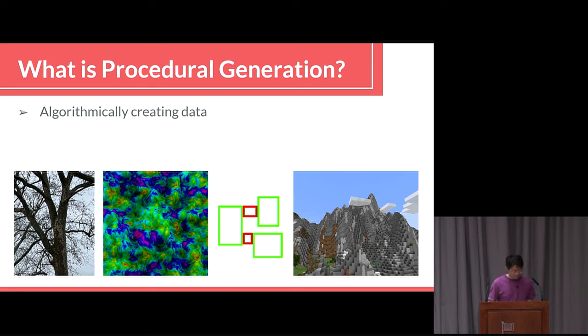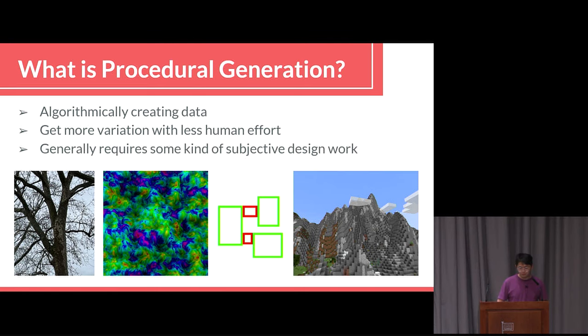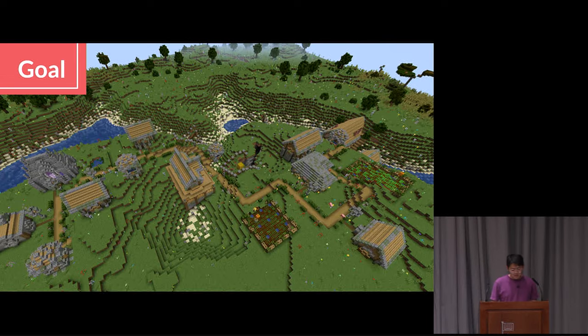The point of this is to create more content with high variability with less human input. And this does involve quite a lot of design work, though I'll cover less of that today. The images are a procedural tree, a procedural piece of art, I guess, and procedural dungeon generation. So this is our goal for tonight. It would be to generate something like this, but with as much algorithmic variation as possible, so with as little hard coding, if you will.